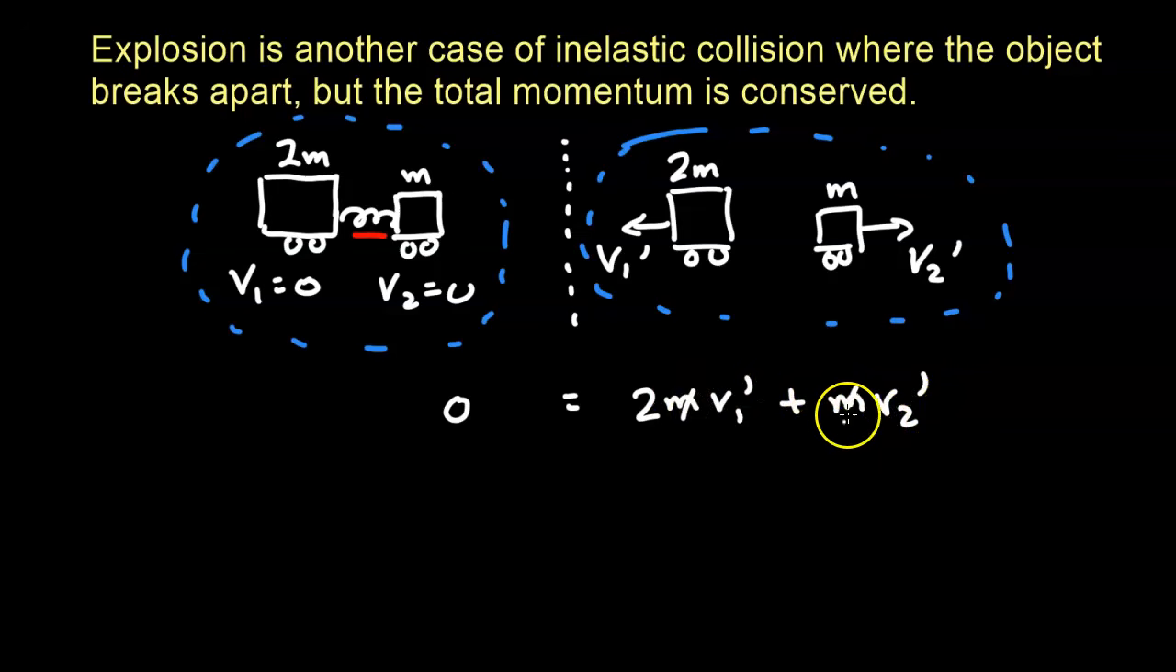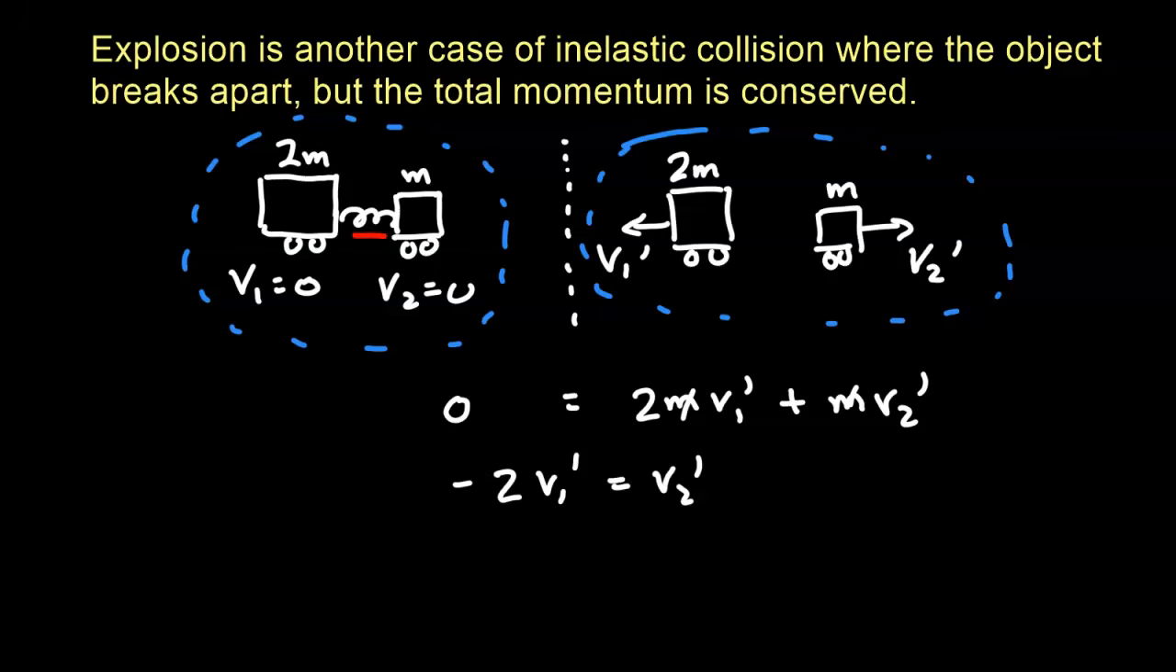You'll notice that the masses cancel out, and then we can move one of these values to the left. So we have 2 v1 prime is equal to v2 prime. Oh, this is going to be negative because one's going to be moving to the left, one's moving to the right. And so now we have a nice little relationship.